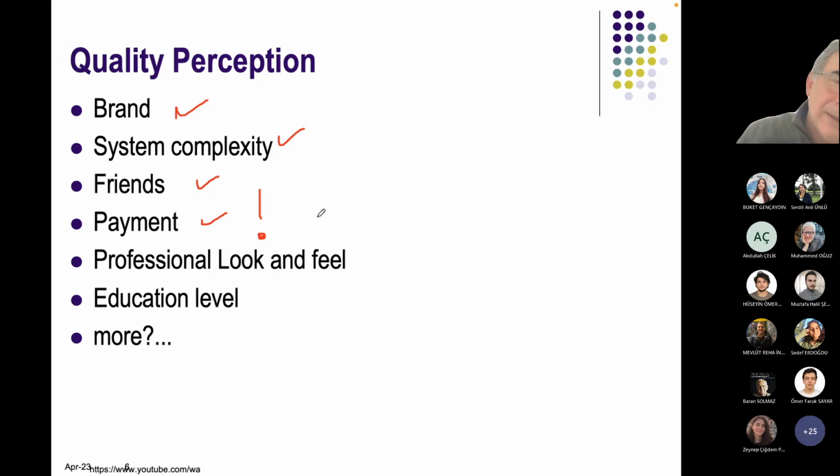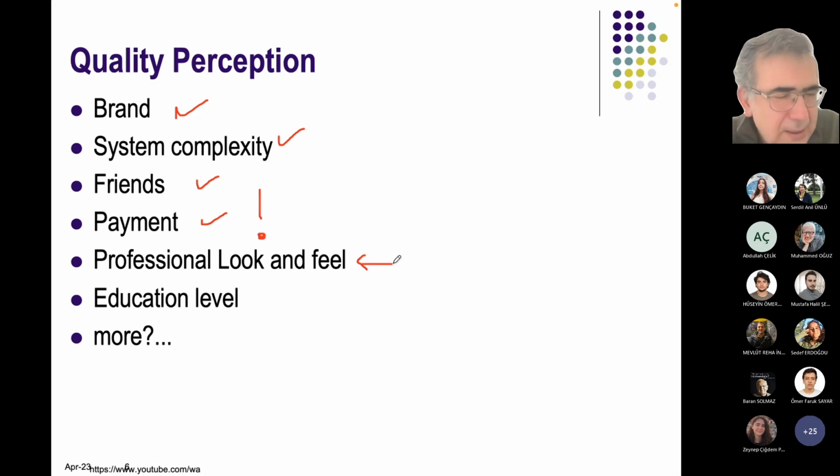Professional look and feel is an interesting fact. In some cultures, including ours, I think, complex looking interfaces are perceived as higher quality. It also depends on the education level of the user. If the education level of the user is high, he or she expects more complex interfaces to feel the same high quality perception. If you are not educated, you may well think that it's a high quality web page and product, and then you can continue using it.